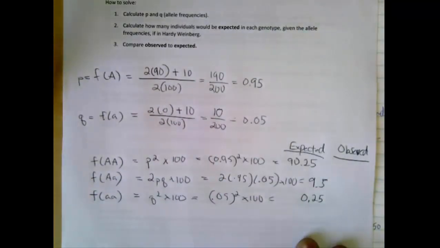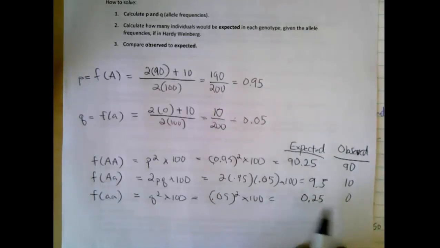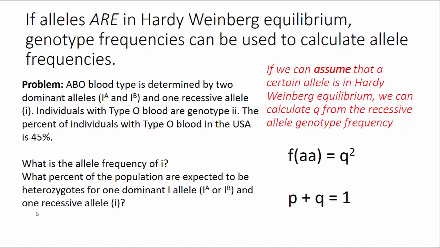So the observed was 90 for big A, 10 for heterozygotes, and 0 for homozygous recessive individuals. And what you can see is that these are actually very close to each other. Therefore, the population probably is in Hardy-Weinberg equilibrium. In order to verify that these numbers are close enough to each other statistically, we would go on to do a chi-square statistical test.